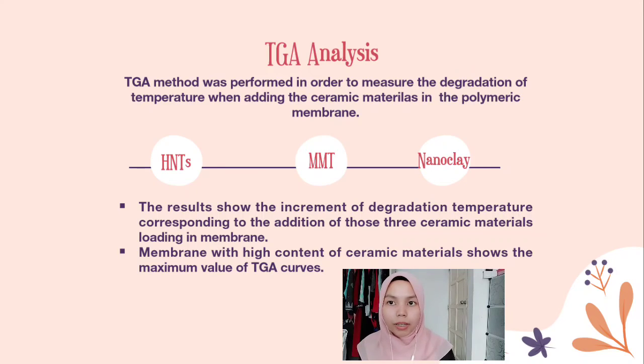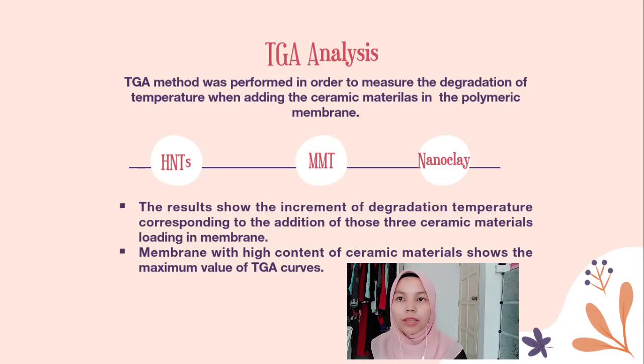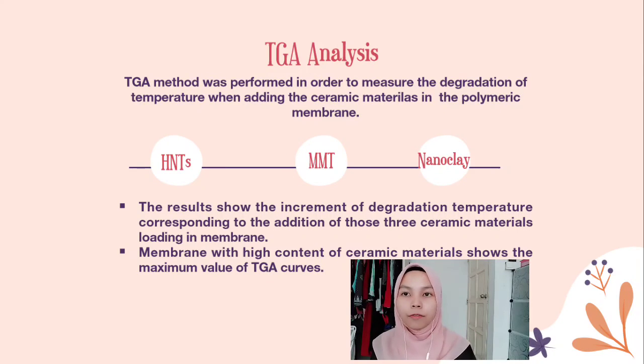The next physico-chemical property is the TGA analysis. This TGA method is used to measure the degradation temperature when we add the ceramic materials in the polymeric membrane. The results show that the addition of ceramic materials into the polymeric membrane can enhance the degradation temperature, which gives a high value of TGA measurement. Or in other words, a high content of the ceramic material can give the maximum value of the TGA curve.